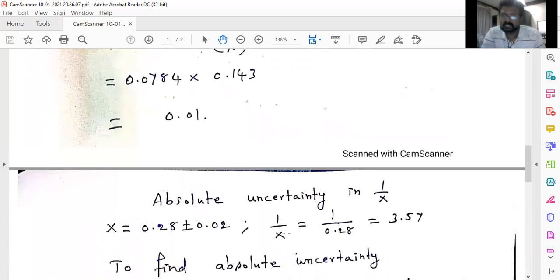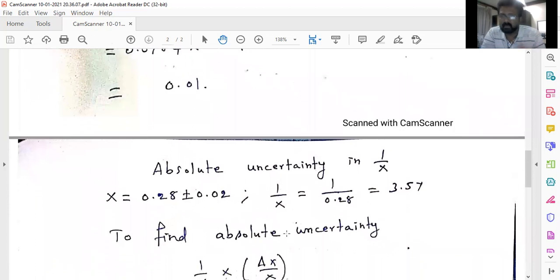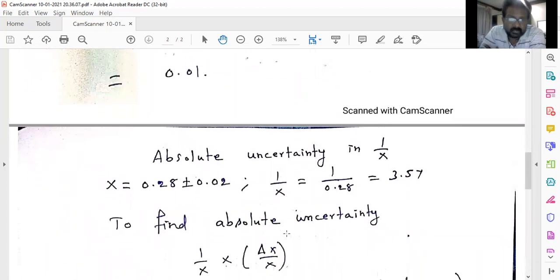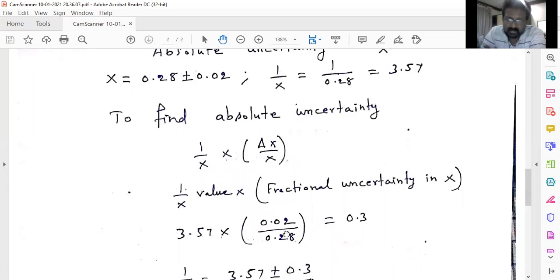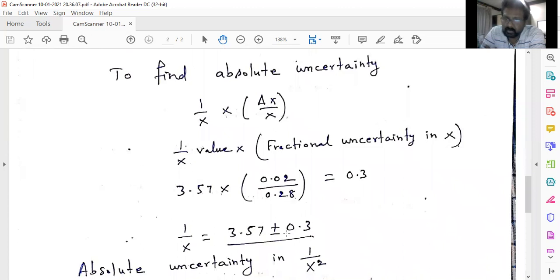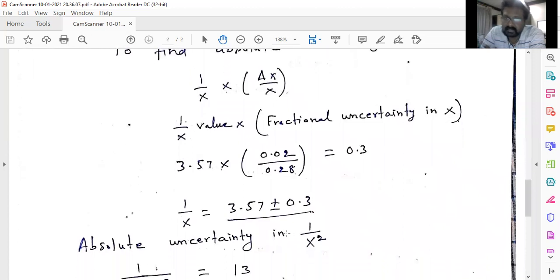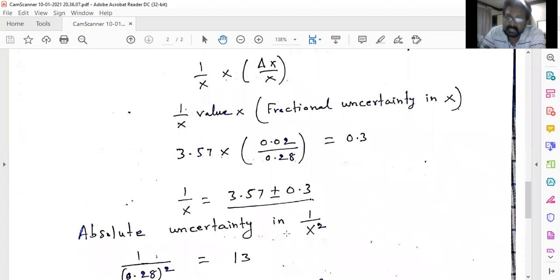Then coming to the absolute uncertainty in 1 over x. So we have already got the value of x, that is x is equal to 0.28 plus or minus 0.02. So first, to find the value of 1 over x is equal to 1 over 0.28, which is given by 3.57. And then to find the absolute uncertainty, again what I said for x square, 1 over x times its fractional uncertainty. So 1 over x, that is equal to 3.57, and its fractional uncertainty is 0.02 over 0.28, will give you 0.3, which is the absolute uncertainty in 1 over x.